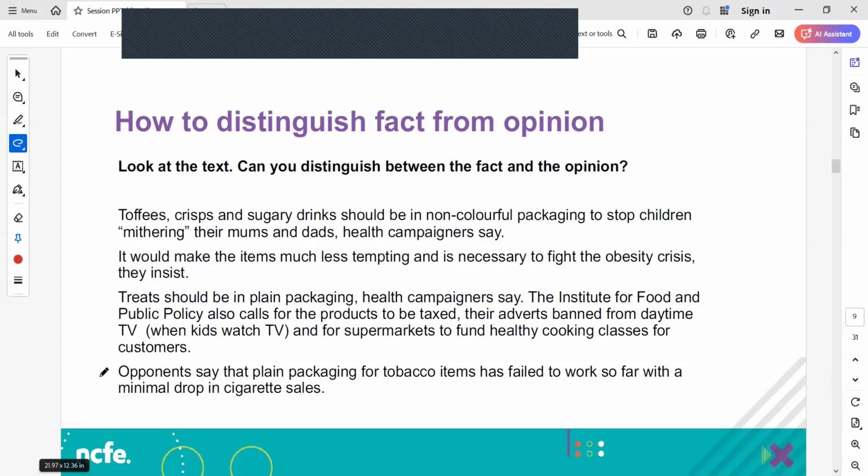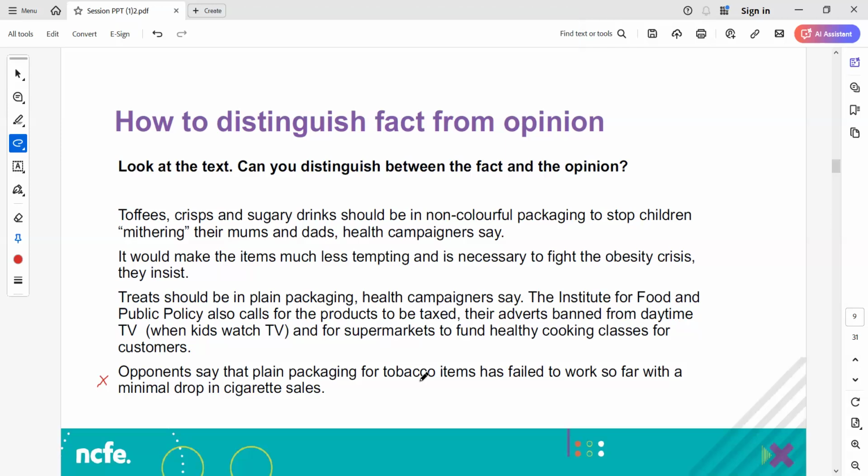Okay, maybe the last one. Exactly, yeah. So here, the last paragraph, there's been a minimal drop in cigarette sales. So they could have given us a figure there, but they've just said a minimal drop. But we could go and check that. We could look at sales from when they put plain packaging in place, made that the law, and then compare it with the 5 years previously, for example, and we could see was there a drop. So good, well done.